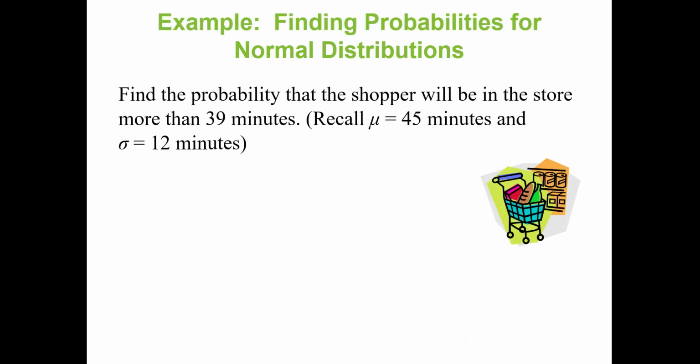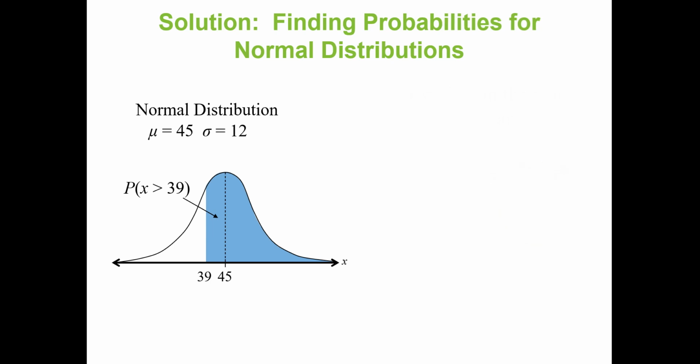Let's take another example. Here we want to look for the probability that someone will be more than 39 minutes. So we are looking for the area to the right. You've been provided the mean and standard deviation. So you first convert this to the z-score. Then you look for the probability to the left of that z-score. Then you do 1 minus that probability.